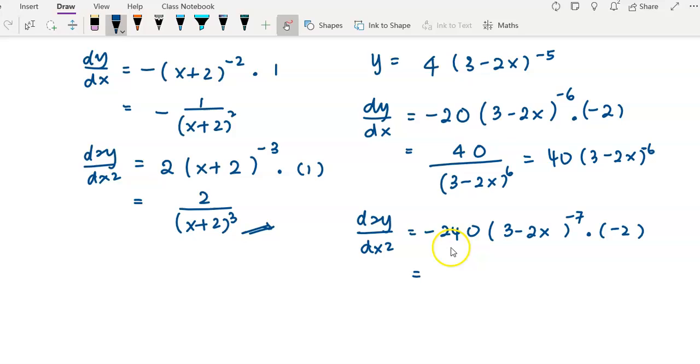So now we are going to simplify. We have done the differentiation actually. Now we just need to simplify it. Negative 240 multiplied by negative 2, you get a positive 480. So 480 over 3 minus 2x to the power of 7. So this is your d2y dx2.